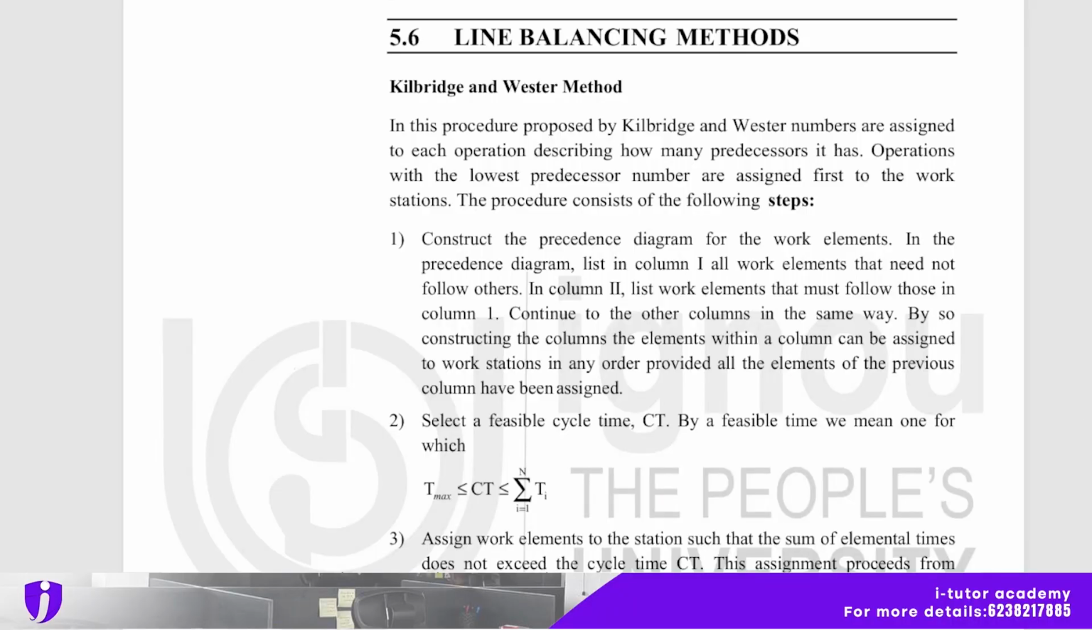Today we will discuss Unit 5 subsection 6 of MMPC 009, that is line balancing method. So, the Kilbridge and Wester method. In this procedure proposed by Kilbridge and Wester, numbers are assigned to each operation describing how many predecessors it has. An operation with the lowest predecessor number is assigned first to the workstation.